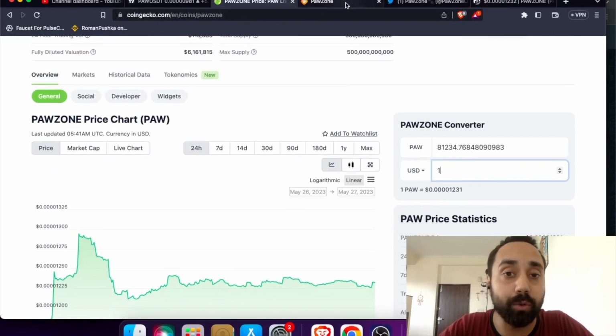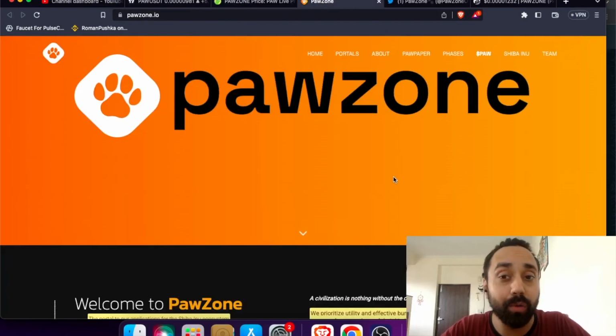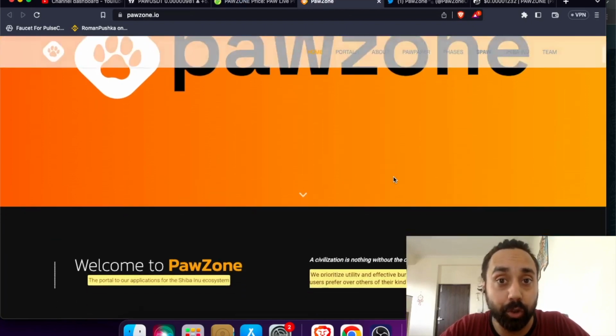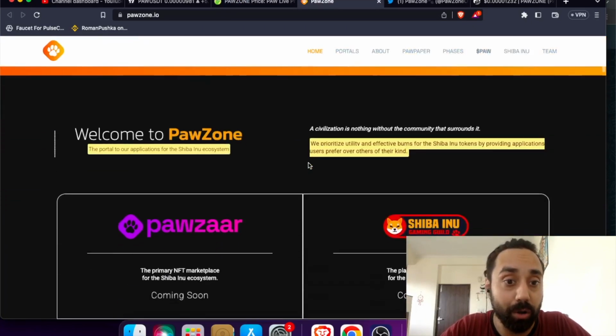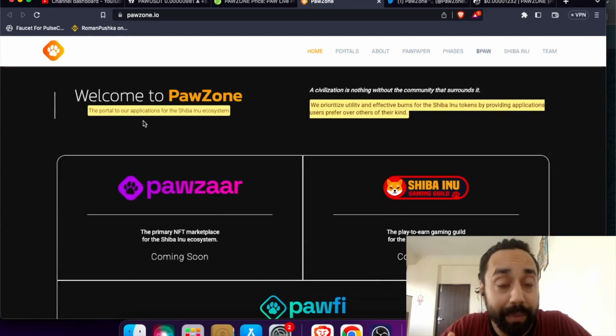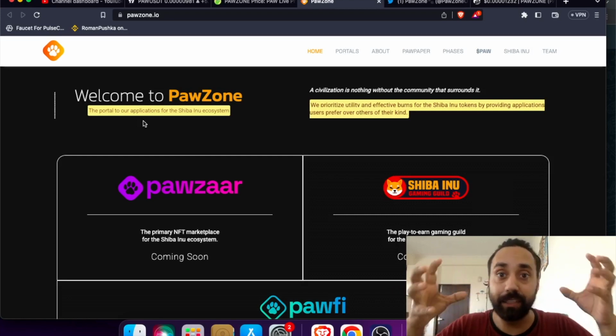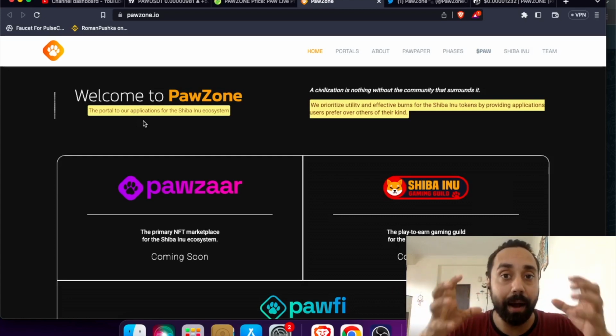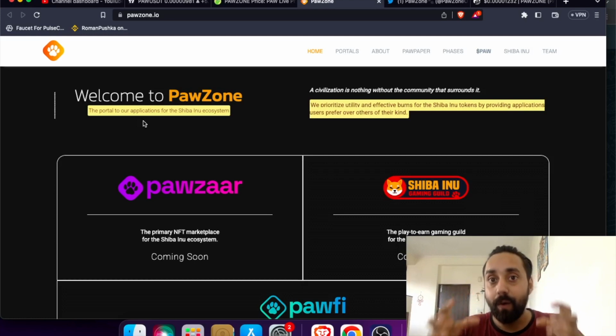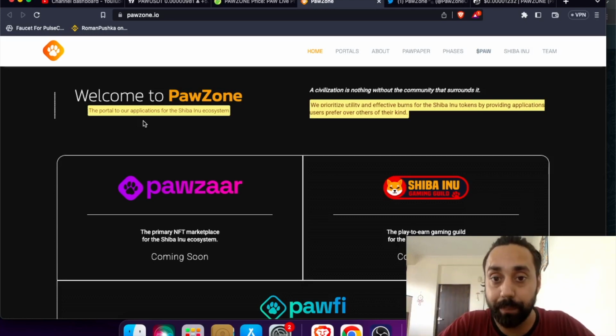And now let me take you through what PawZone is, what it is actually about, and whether you should invest in it or not. So PawZone is the portal of applications for the Shiba Inu ecosystem, which means the founder of PawZone has a direct link with the Shiba Inu team, and they are building a set of applications which will be deployed on Shiba Inu, and that will help both the tokens grow and the ecosystem boom.